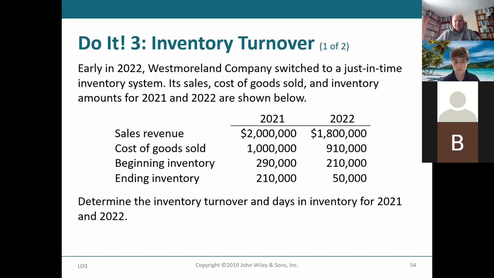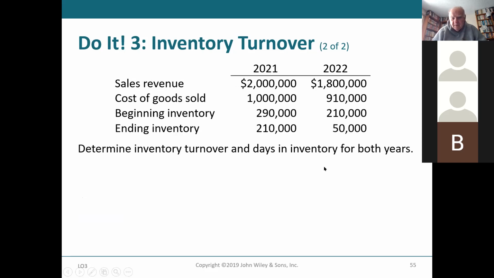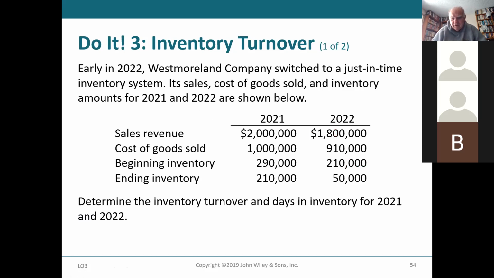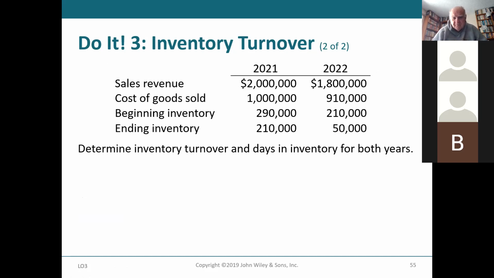Here they're asking us to do the inventory turnover. Well, what did we say? The inventory turnover is the cost of goods sold for the current year, which in this case is $910,000 under 2022. So it's going to be 910,000 divided by the average inventory. And the beginning inventory in 2022 was 210 and 50. So that's what? That's 260. So the average inventory would be around 130,000. So let's see how that worked out.